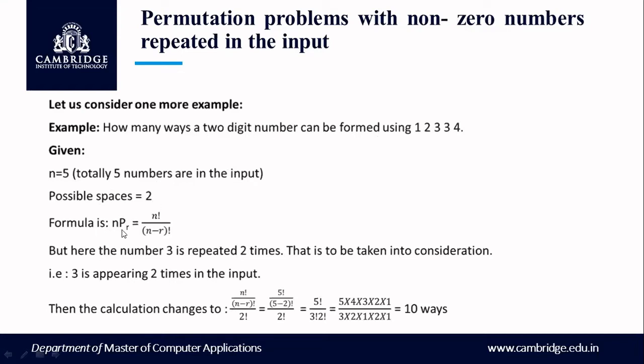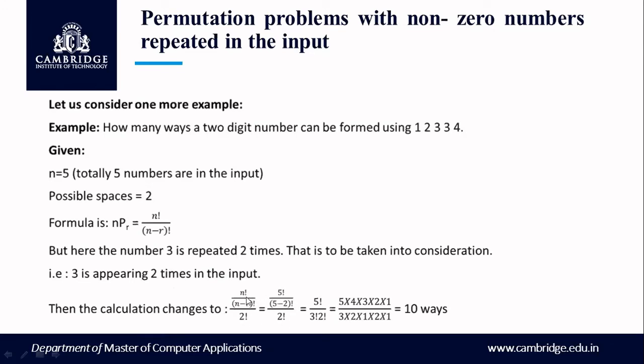Formula is the same, nPr equals n factorial divided by n minus r the whole factorial. But here one point you should remember: the number 3 is repeated 2 times. That is to be taken into consideration. That is, 3 is appearing 2 times in the input. So for the final calculation, you substitute as usual in the formula, n factorial divided by n minus r the whole factorial, the whole divided by how many times 3 is appearing? 2 times. So 2 factorial is the denominator.